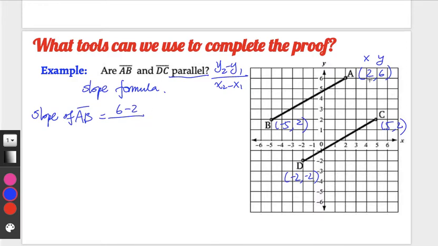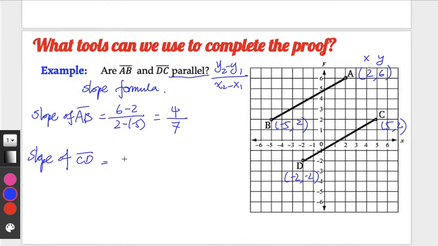Minus 2. And then I use A as the first point, so I'm going to stick to that. So 2 minus, do not forget, it's always minus, but this is -5, so put it here. So 6 minus 2 is 4. 2 minus -5 is going to be 2 plus 5, which is 7. So that's the slope of AB.